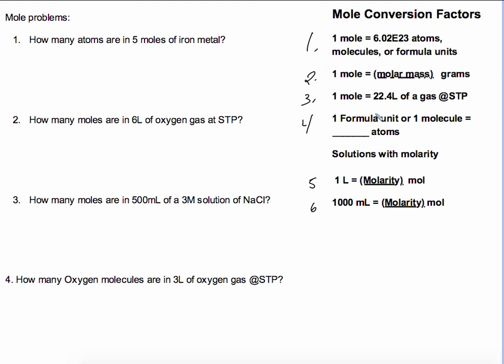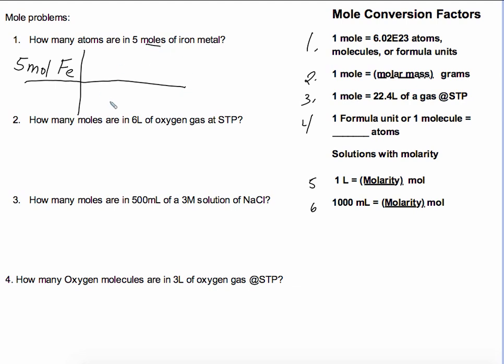You have to use the numbers that go with these conversion factors. Let me show you. Number 1, how many atoms are in 5 moles of iron metal? Step number 1, write down 5 moles. Now, in chemistry, abbreviate the word moles with just MOL, in case you're wondering. So 5 moles Fe. Draw the picket fence.